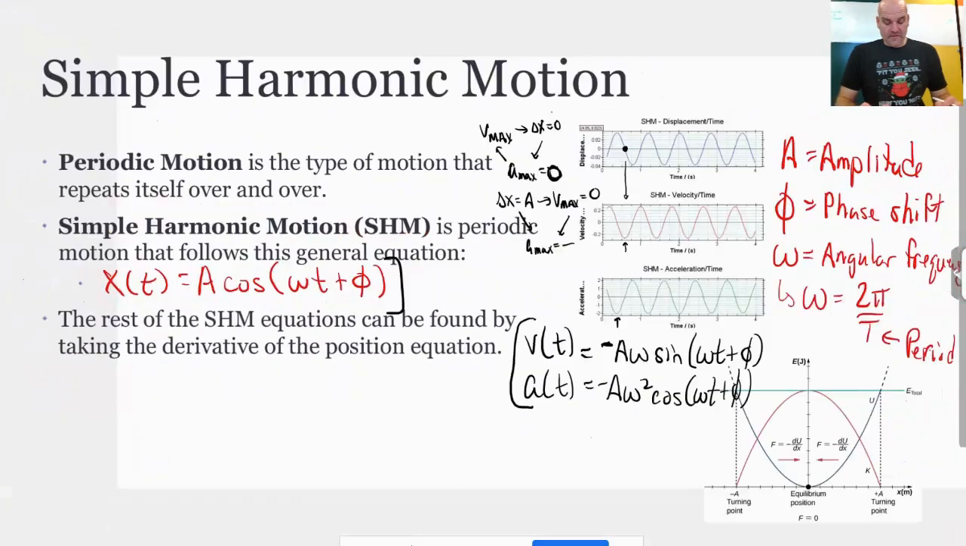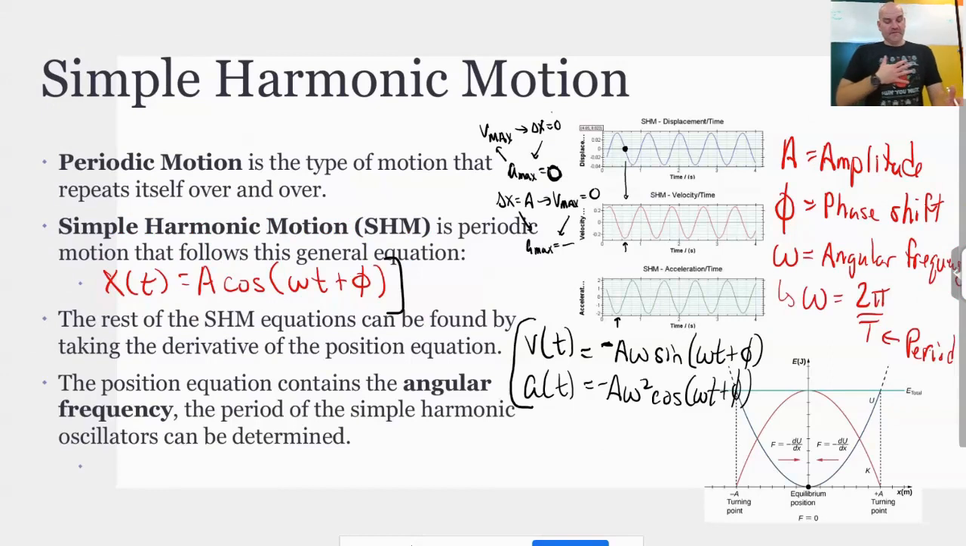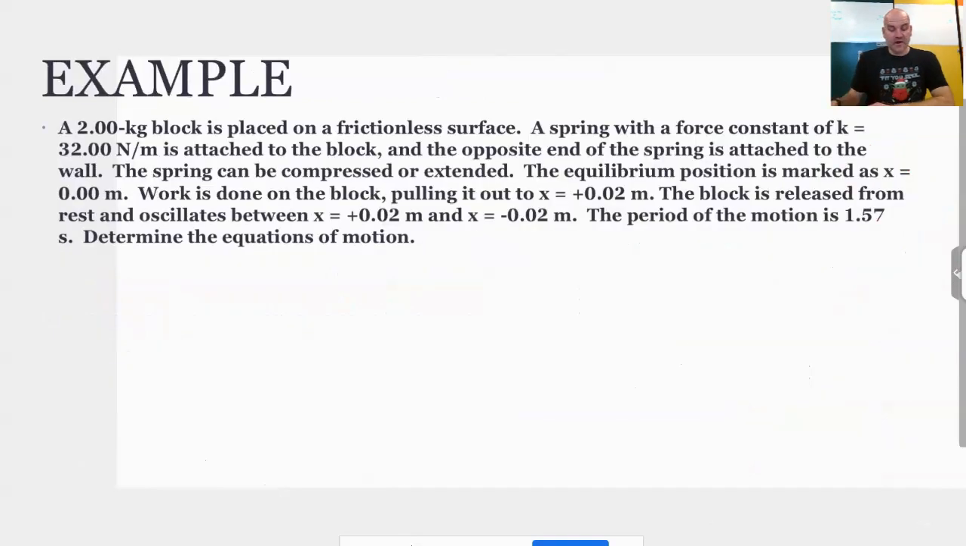And then kind of going along, as I've already quickly talked about this, the position equation contains the angular frequency, and the period of the simple harmonic oscillator can be determined from this point. I'll write it down again. So it's 2 pi over T. And some other things you can see, there's an energy-time graph, or energy-position graph, that can come into play. But let's look at a quick example problem.